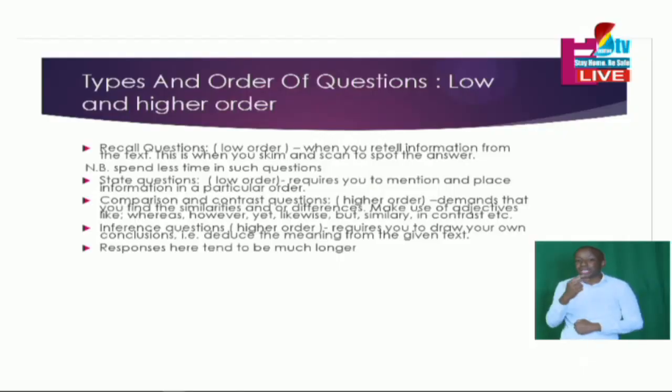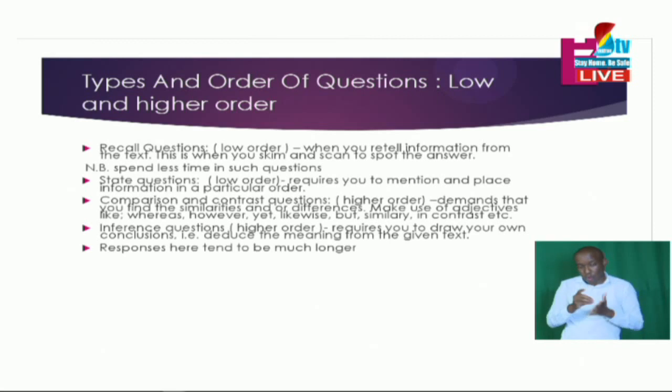But before we get into that, I want us to look into the types and order of questions. By order, we mean the level of difficulty and the strengths of the questions. So basically, we have the low and higher order questions. The low order questions are the ones which I would say are easily accessible for the learner. And the higher order questions are those that are not so easily accessible for you, my learner at home. So those are basically the two orders of questions that we have.